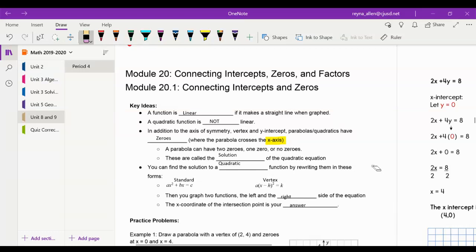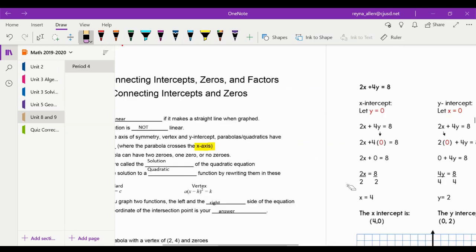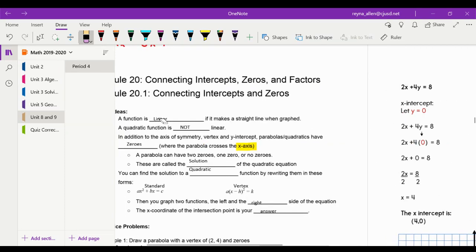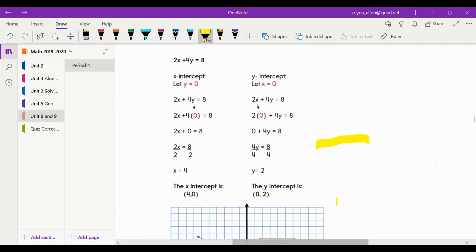Hi, everybody. Today we are going to be reviewing intercepts and then talking about how those are related to zeros and factors for quadratics. So we know that a function is linear if it makes a straight line when graphed. So that is what we did during first semester. Here's an example. If we have 2x plus 4y equals 8, nothing is squared, so we can assume that it is linear.